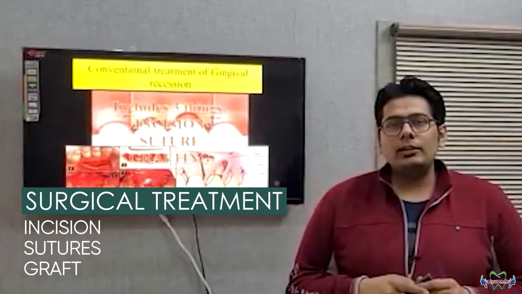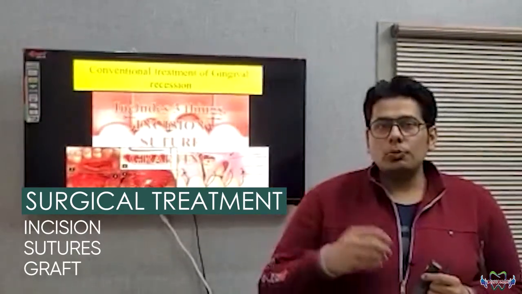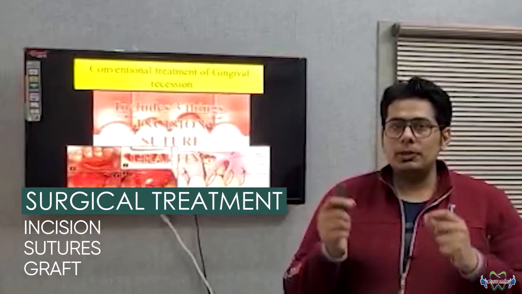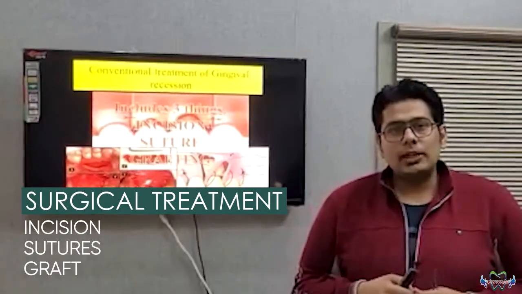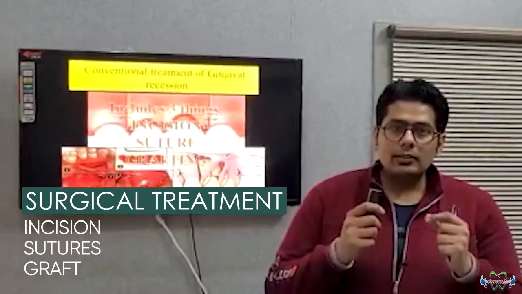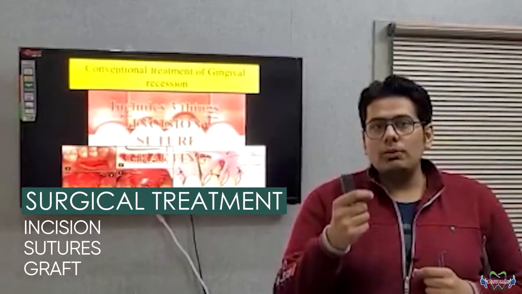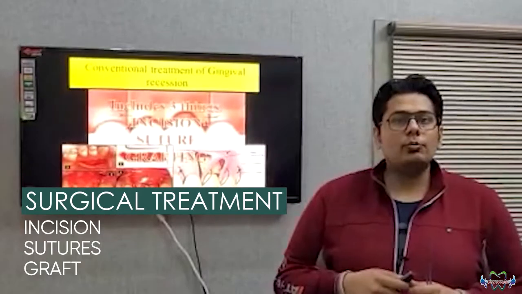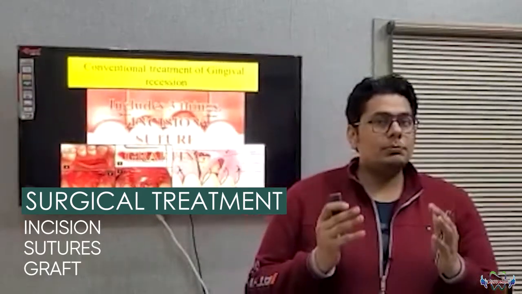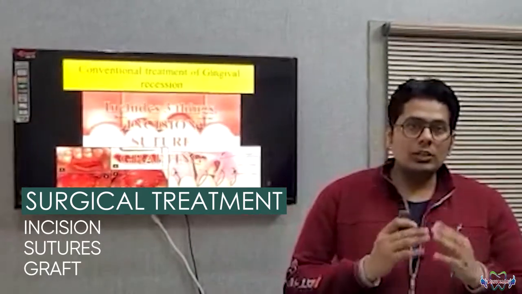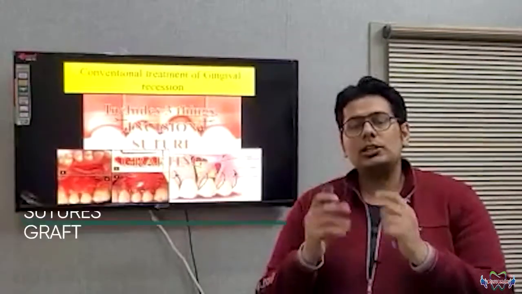Sutures: when we take the graft from any part of your body, or an artificial graft, and place it at the required site, we place sutures. And the third thing is the graft, a body tissue which we generally take from the palate. So these 3 steps make a surgery: incision, sutures and grafting.